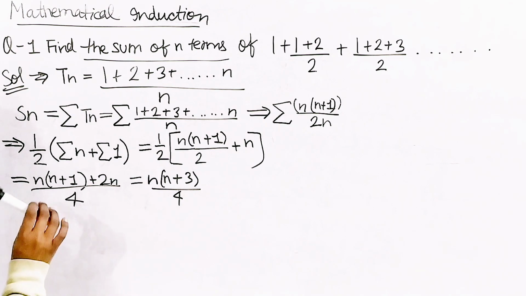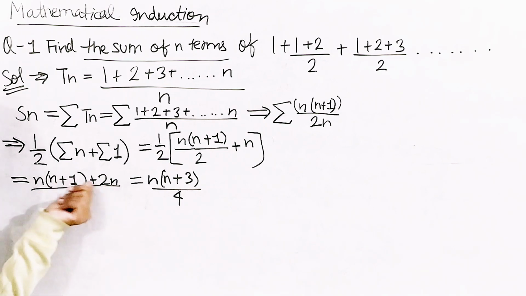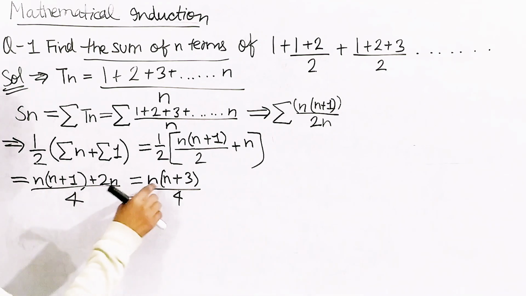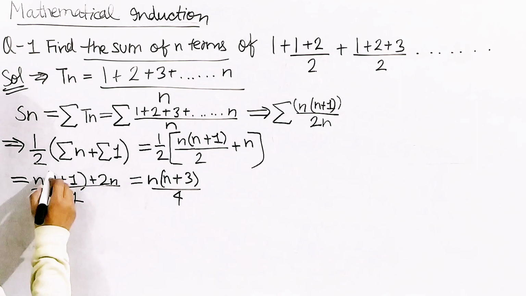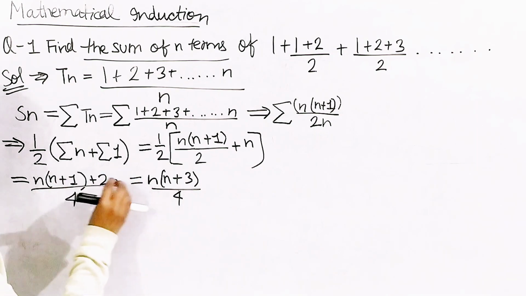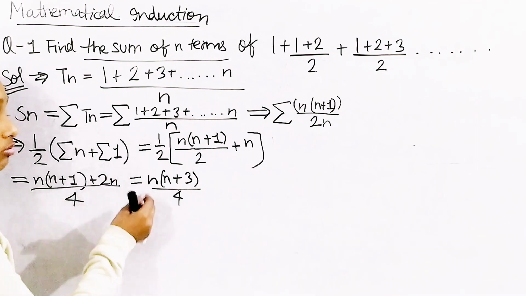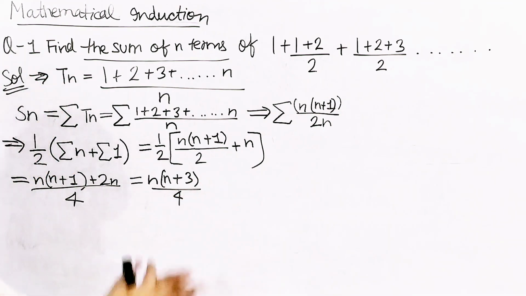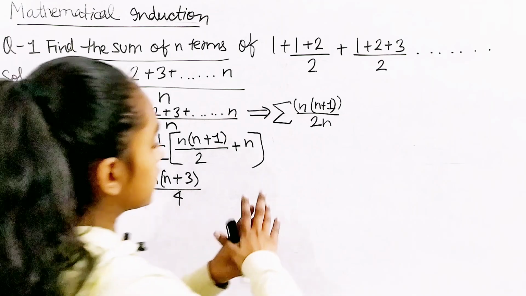In the last step we had 2n, and the 4 stayed exactly the same. The n also stayed exactly the same. The only thing that matters here is n plus 1 plus 2n, and from this we got n plus 3. That's it. It was really simple, nothing to get confused about.